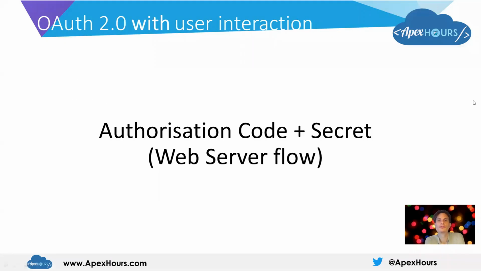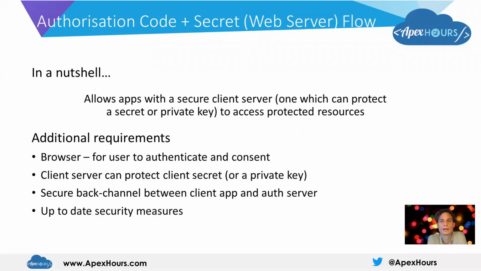The first flow we'll run through is the authorization code with secret flow. This is the implementation in Salesforce, which is known as the web server flow. To summarize this flow, the key aspect of it is that there's a trusted client server application. This is an application which can securely protect either a client's secrets or a private key, which is used to sign a JSON Web Token.